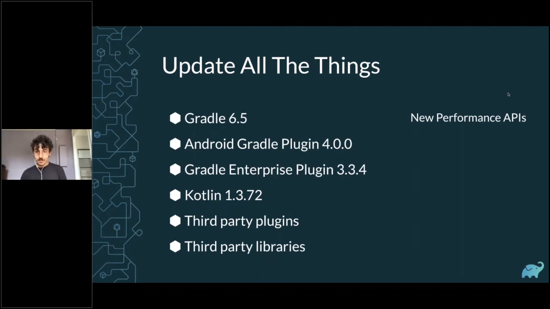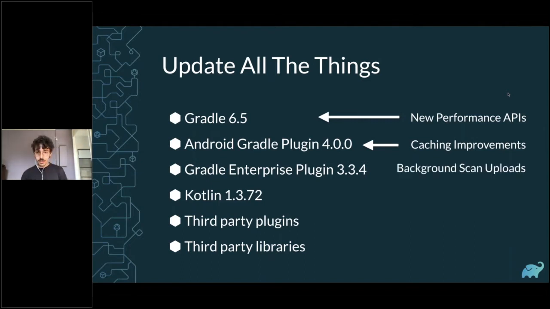So Gradle 6.5, for example, has new performance APIs that plugin developers can use to make the build faster. All these plugins and things have different improvements with every version, but the Android Gradle plugin 4.0 has caching improvements, also task configuration avoidance. Another really interesting one is Gradle Enterprise plugin 3.3.4. It's the thing that uploads build scans. It now does background build scan uploads. So if you update, you won't have to wait for the build scan to upload before you install the app. This is a huge win for Android developers. Kotlin plugin 1.3.72 has compiler performance improvements, new flags to optimize your performance.